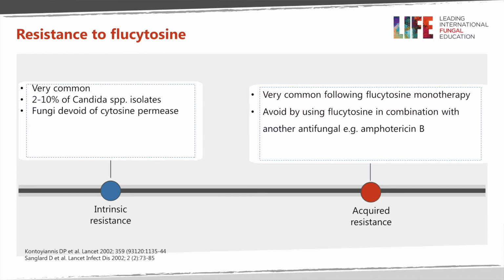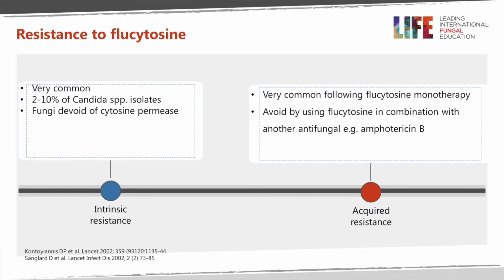So looking at resistance to flucytosine, resistance can be primary or secondary, or what we call intrinsic and extrinsic resistance. Intrinsic resistance to flucytosine is fairly common, seen in 2 to 10% of Candida isolates, and in fungi that do not have the enzyme cytosine permease, because if the fungus doesn't have cytosine permease, then flucytosine cannot move from outside of the fungal cell to inside, and therefore it cannot exert any effect on the fungus.